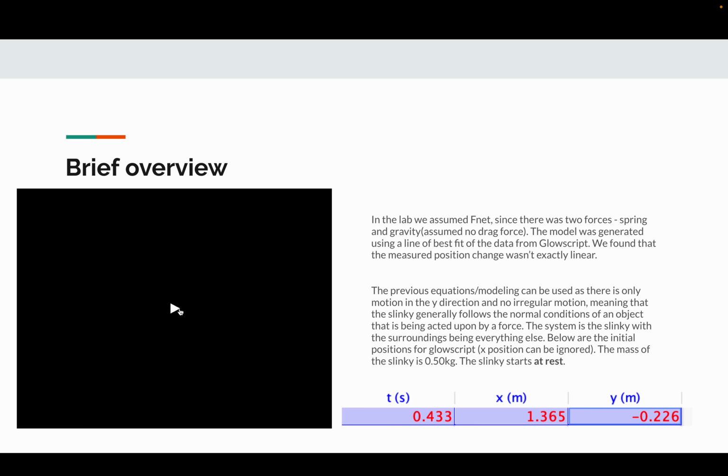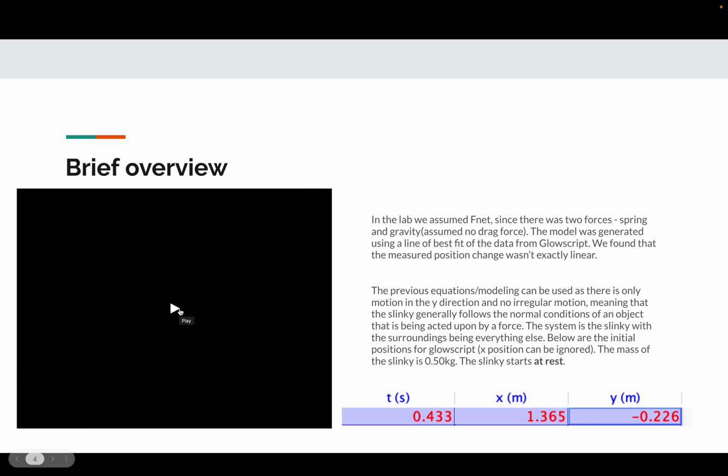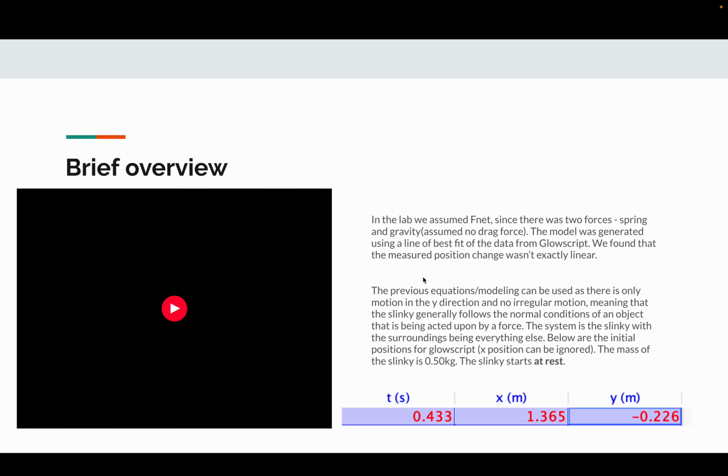I just assumed that F net was just force of gravity in my model, and I also did not account for drag force. The model generated used a line of best fit from the data in GlowScript, and we found that the measured position change wasn't exactly linear. Here's just a quick demo of how the data looks. The previous equations and modeling can be used as there's only motion in the y direction, and the slinky follows the normal conditions of an object being acted on by a force.